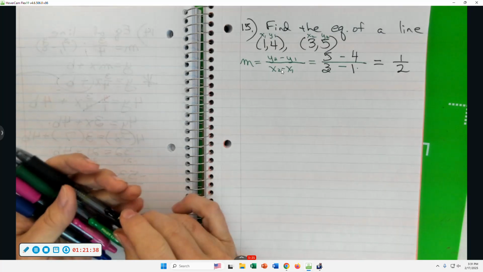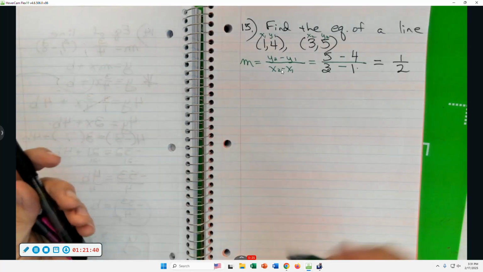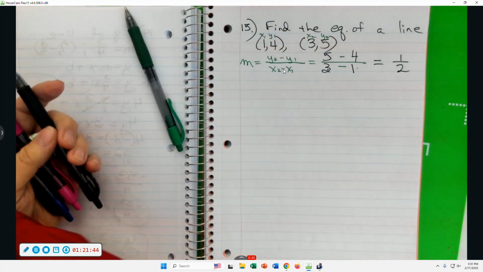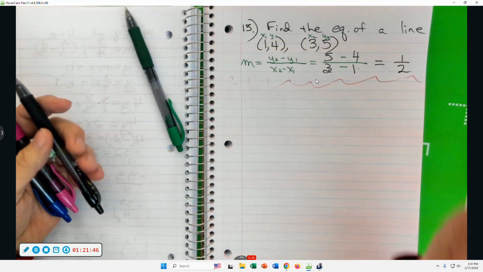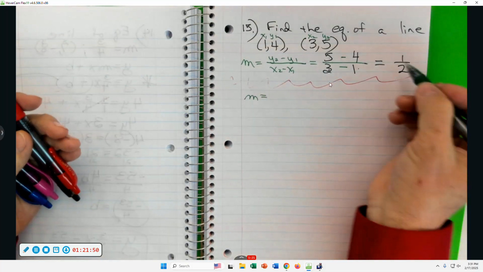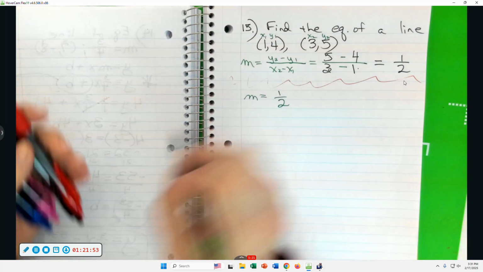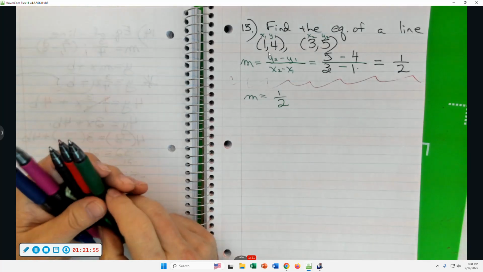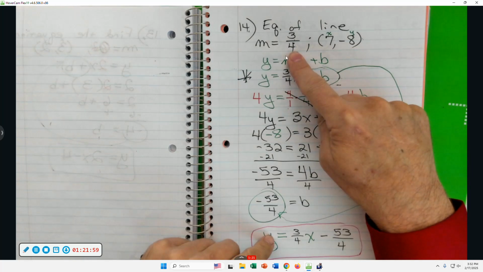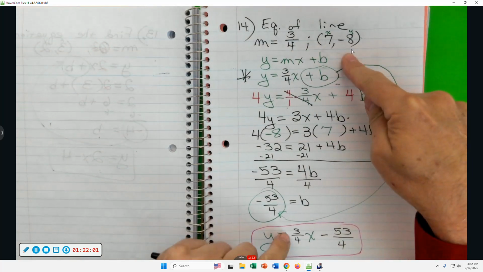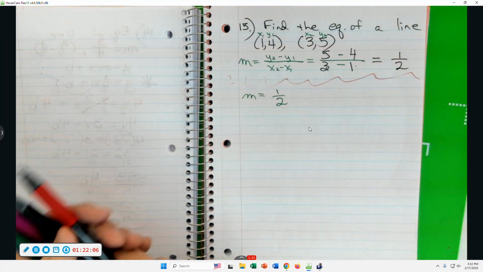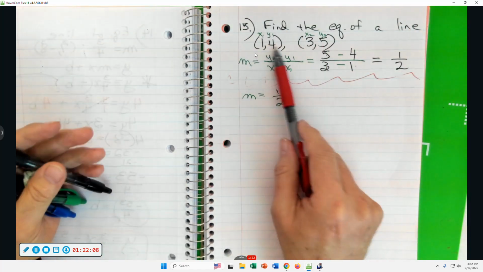Okay, so it's going to be like number 14. We're going to be stuck with the fraction. Let's rewrite the problem so it looks like number 14. We know the slope. We use the slope formula to find the slope as 1/2. If we're going to make this problem look like number 14, we don't need two ordered pairs. We need the slope and one ordered pair. Which ordered pair do you want to use? It makes no difference to me. You'll still get the same answer.